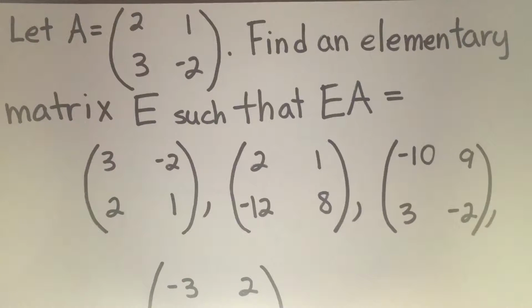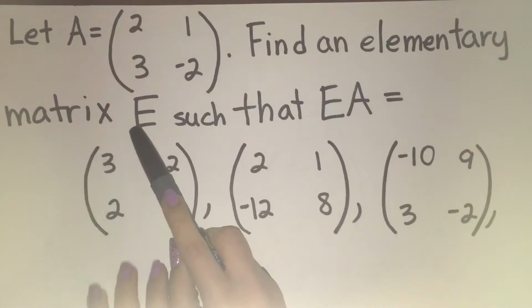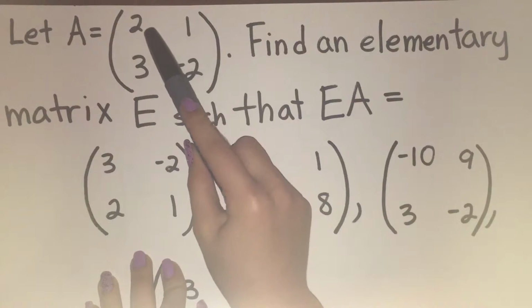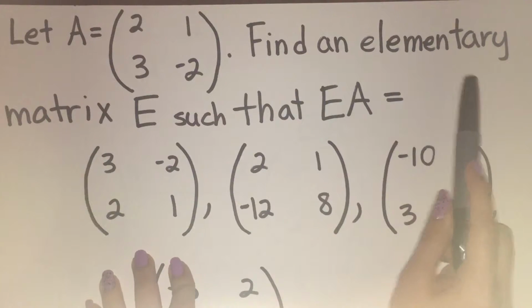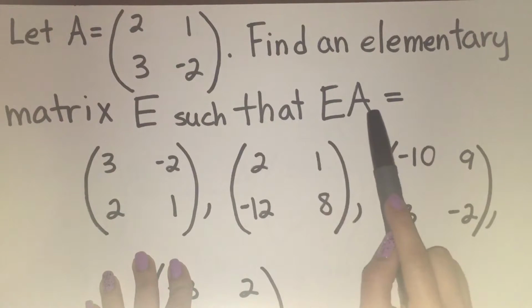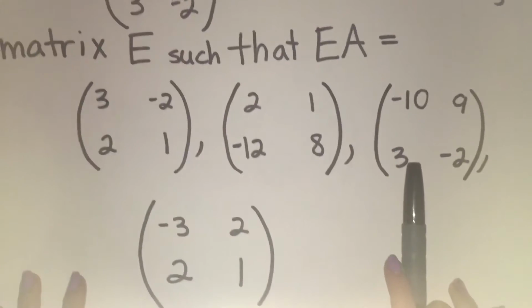Hello, my name is Yadira Rivera and I am doing homework 2, problem number 9, that states: let A be a matrix with entries 2, 1, 3, negative 2. Find an elementary matrix E such that EA equals, and here we have 4 cases.